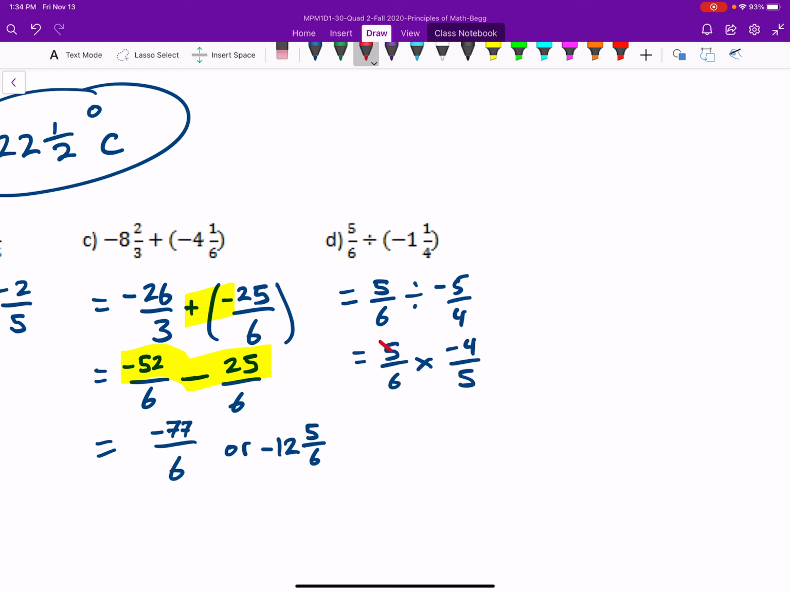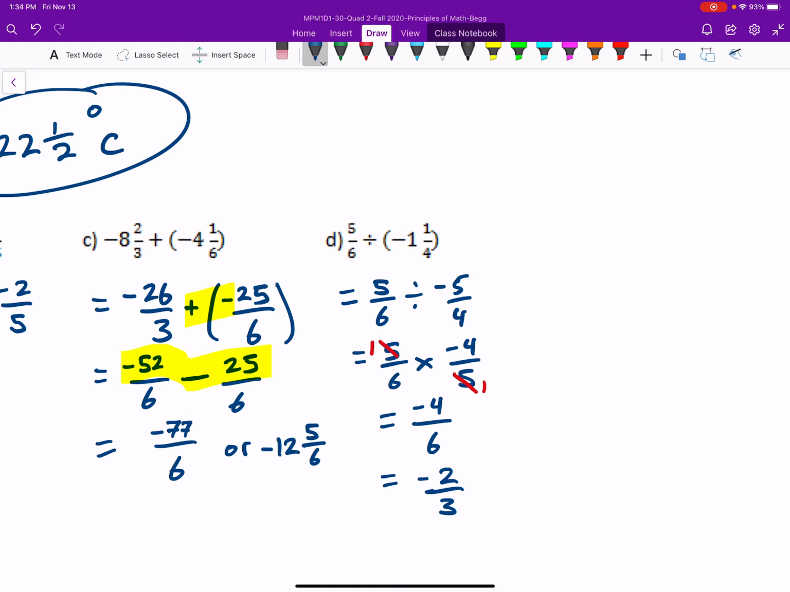I would reduce: 5 and 5 cancel out, so to speak. In other words, they both become 1. And so 1 times negative 4, actually, okay, I could reduce. As I started writing it, I realized I could reduce farther. So let's pretend I didn't notice it until I was totally done. So 1 times negative 4 is negative 4 over 6. That can reduce. I can divide the top and bottom by 2, giving me negative 2 over 3.